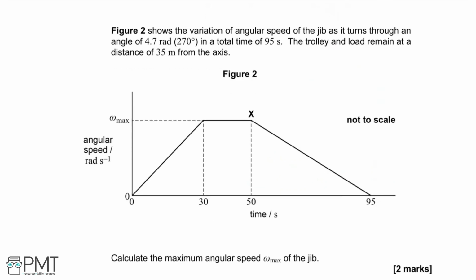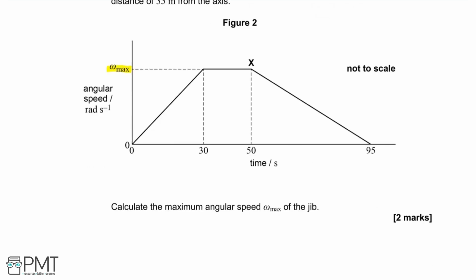Figure 2 shows the variation of angular speed of the jib as it turns through an angle of 4.7 radians, or 270 degrees, in a total time of 95 seconds. The trolley and load remain at a distance of 35 meters from the axis. We've got figure 2 there with angular speed in radians per second on the y-axis and time on the x-axis, and we need to find that value of omega max. Calculate the maximum angular speed, omega max, of the jib.